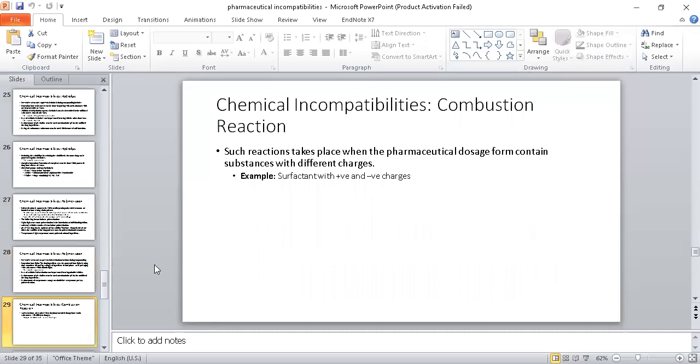Then combustion reaction. Such reaction takes place when a pharmaceutical dosage form contains substances with different charges. Example: surfactants with positive and negative charges.